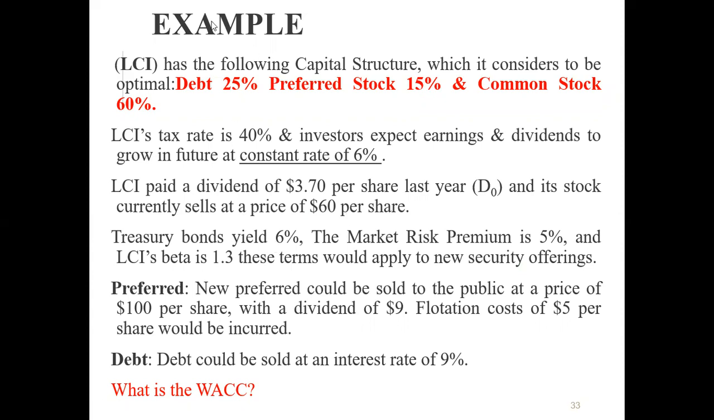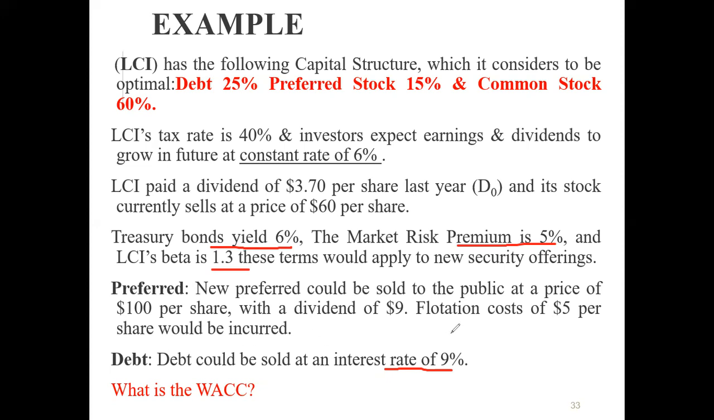And then he comes here and explains the debt. So you see here that this is the debt, and he explained it later, and this is the bond yield at 6%, but it could be sold at an interest of 9%. So this is the interest rate, 9%. So I can use these values in order to find the debt. Market risk premium is important because I have to look for the risk-free rate for the bonds, the treasury is the risk-free, which is the 6% risk-free here. And beta here is 1.3, so I can use the DCF model, and then the new preferred could be sold to the public at $100 per share.